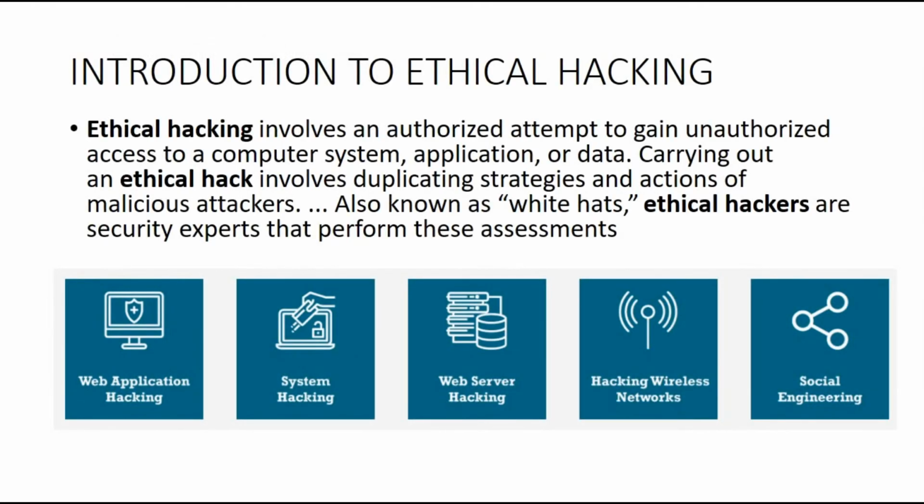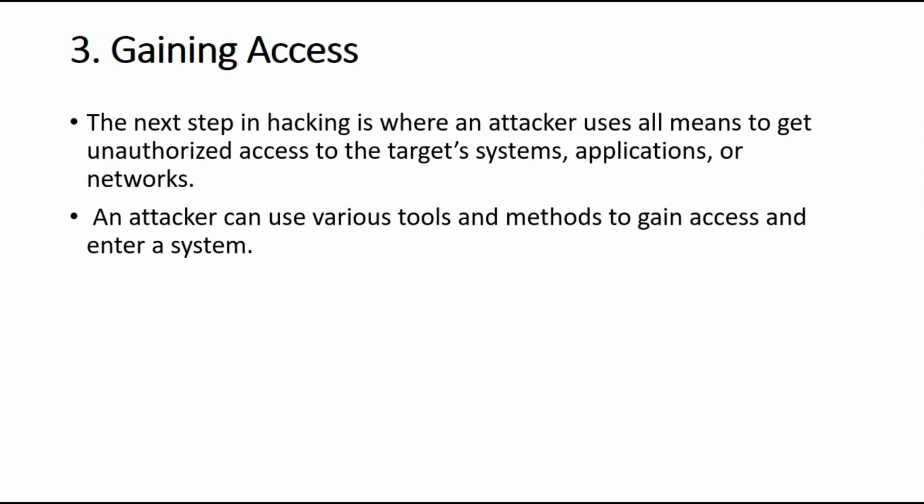Let me, so this was the first one, introduction to ethical hacking, which has these things: website, web application hacking, system hacking, web server hacking, hacking wireless networks, and social engineering. This one is over the first one, but I don't know why it is showing here. I will check it. So the third in the phases of hacking is gaining access, right?